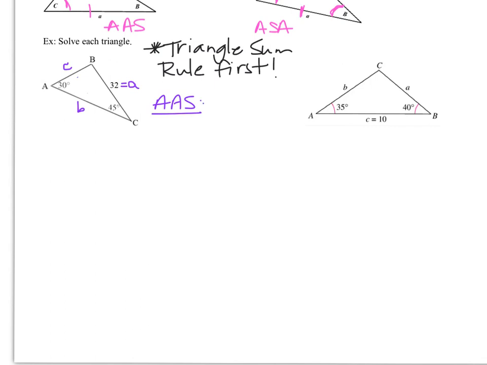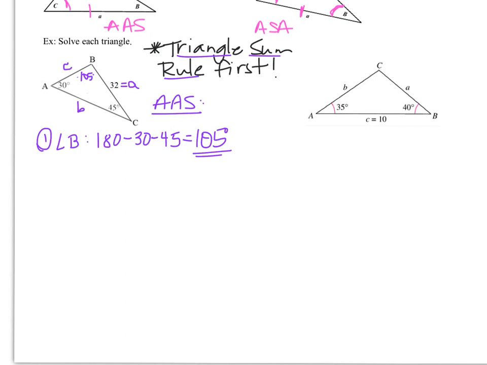To solve, the first thing we're going to do is find that missing angle. We'll apply the triangle sum rule first. So the first thing we can calculate pretty quickly is angle B. The triangle sum rule from 8.0 was just to subtract the two angles from 180. We'll have 180 minus 30 minus 45. And that means angle B is the biggest angle in the triangle. It's 105 degrees. But then we need to find the two missing side lengths, little b and little c.